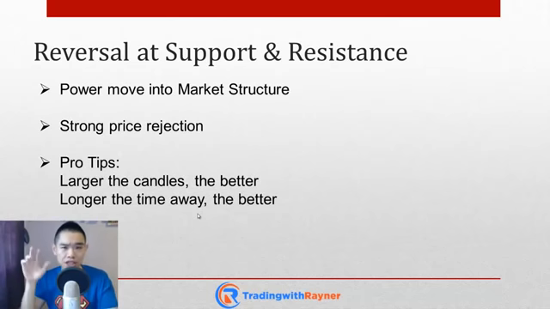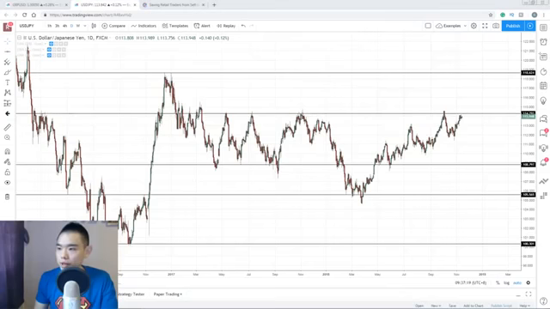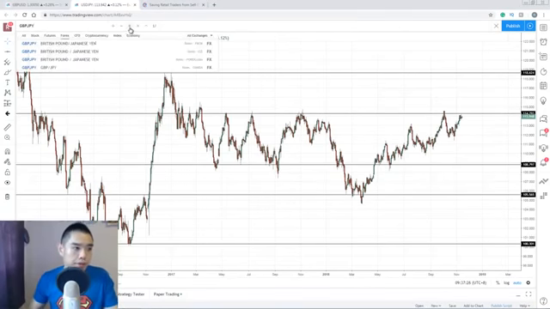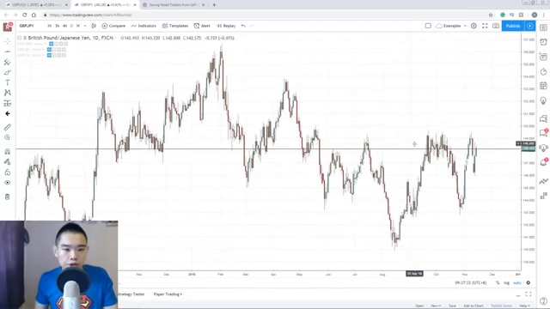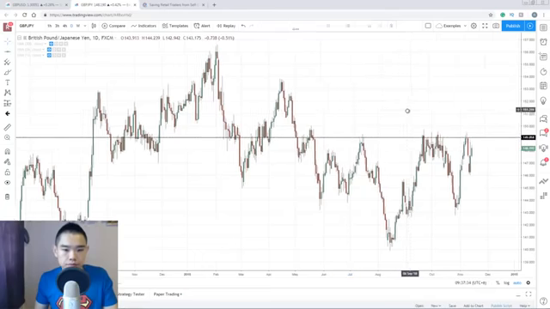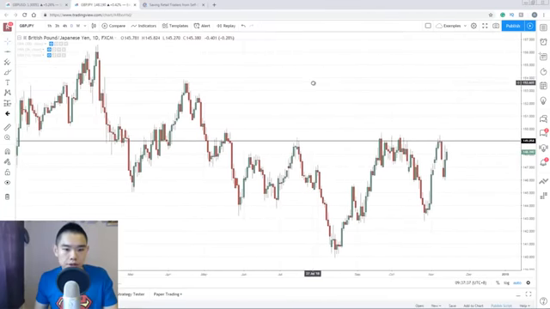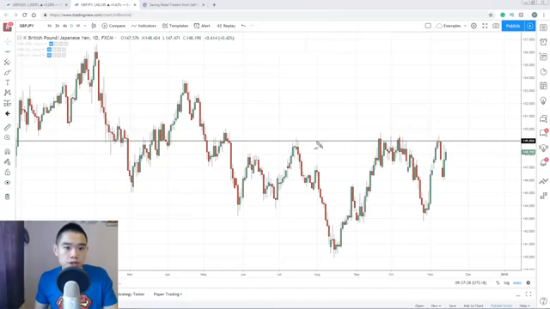All right, I know I've covered a lot of theory here, so let's have a look at the examples, shall we? So let's see. Pound yen. Okay. So what do I mean by a power move into market structure? If you look at this, let me just reset the chart. Okay. If you look at this, notice you see over here, this is what I call a power move. Very strong momentum coming to a level. No doubt this one took a while for it to reverse, but eventually it did reverse towards the downside. You can see that strong power move into a level.